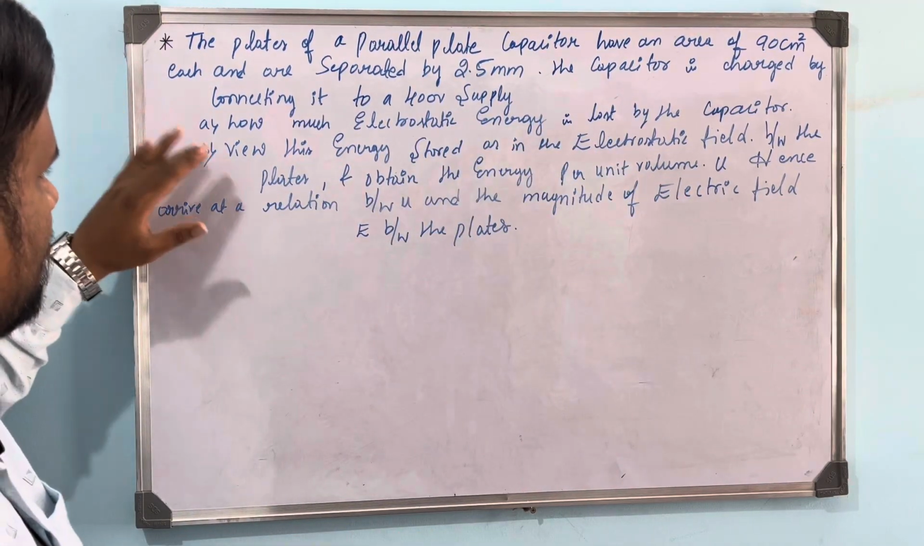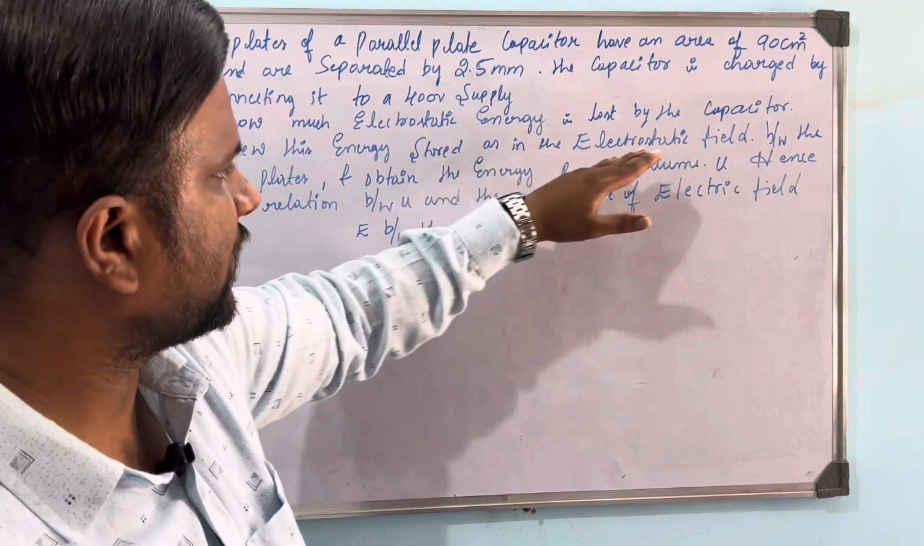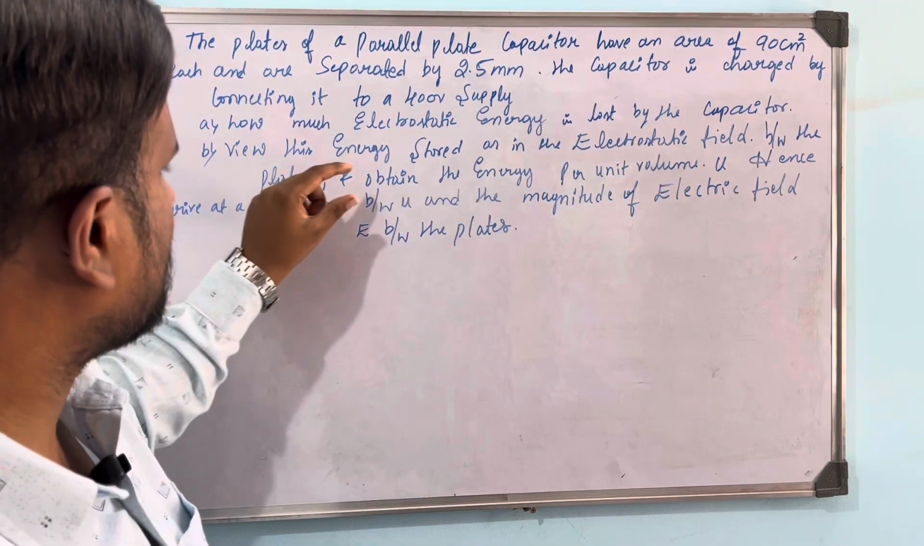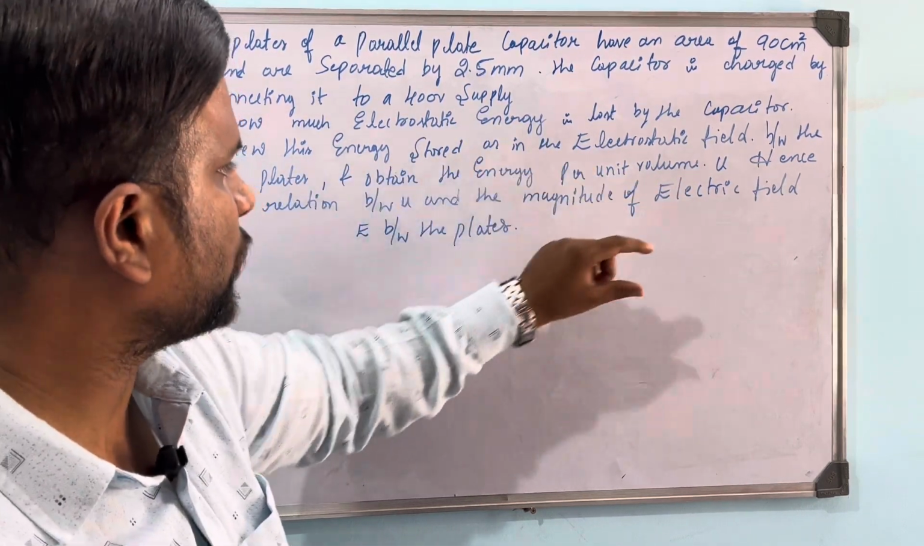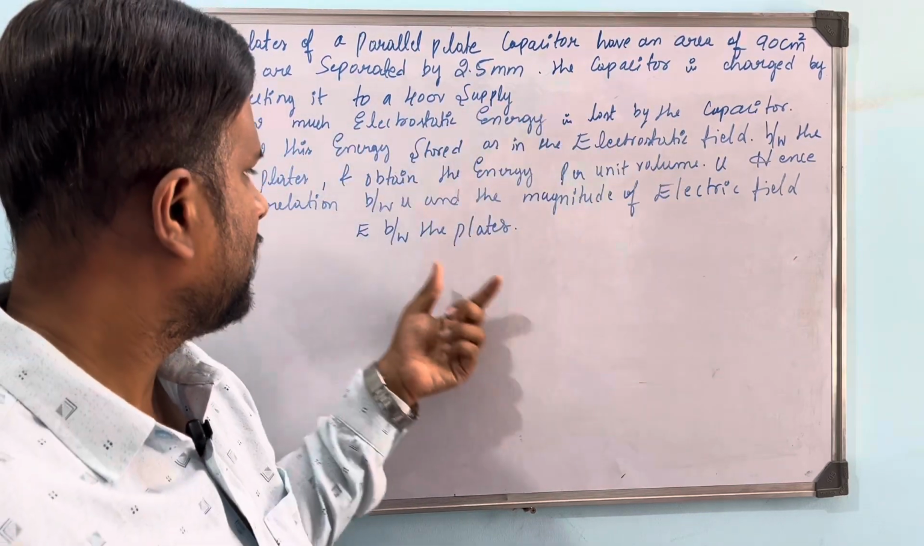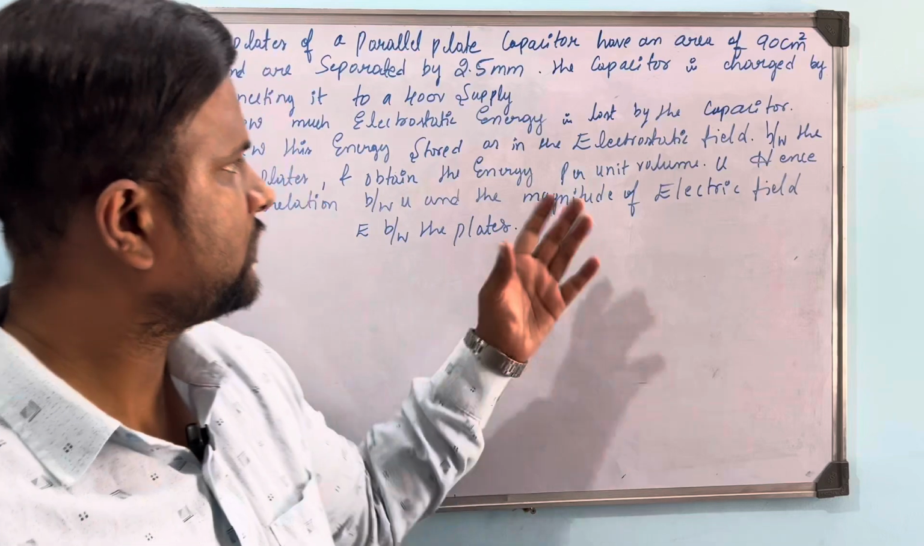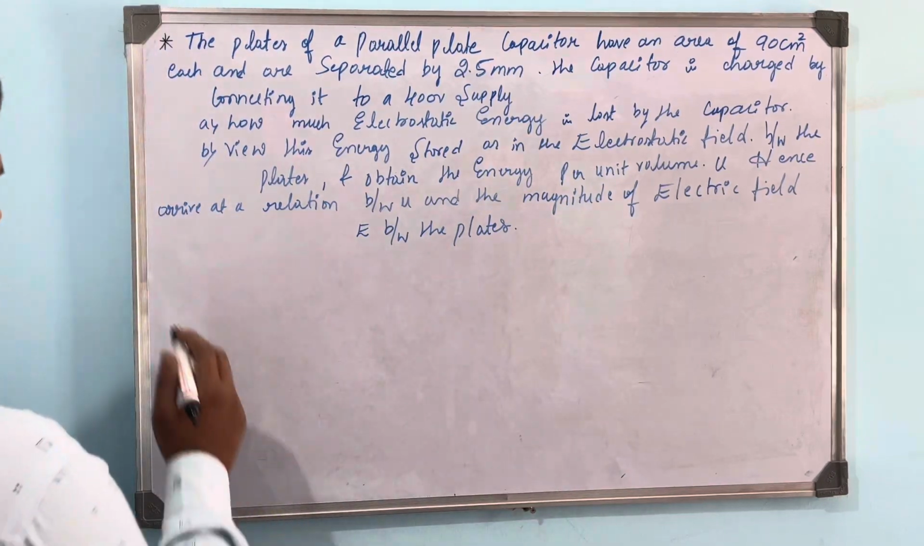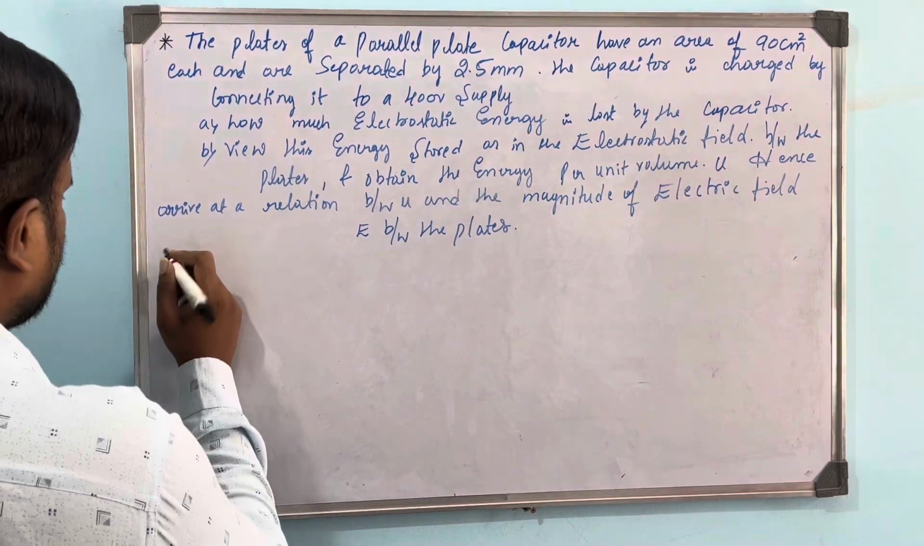And the big question is, we have this energy stored as an electrostatic field between the plates, and obtain the energy per unit volume U, and hence arrive at the relation between U and the magnitude of electric field E between the plates. Okay, so this question is a little bit lengthy, but actually it's easy only.